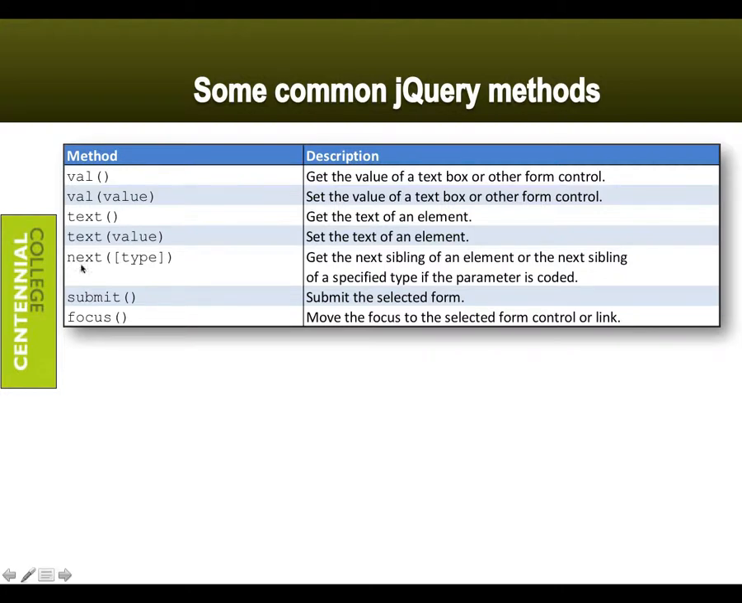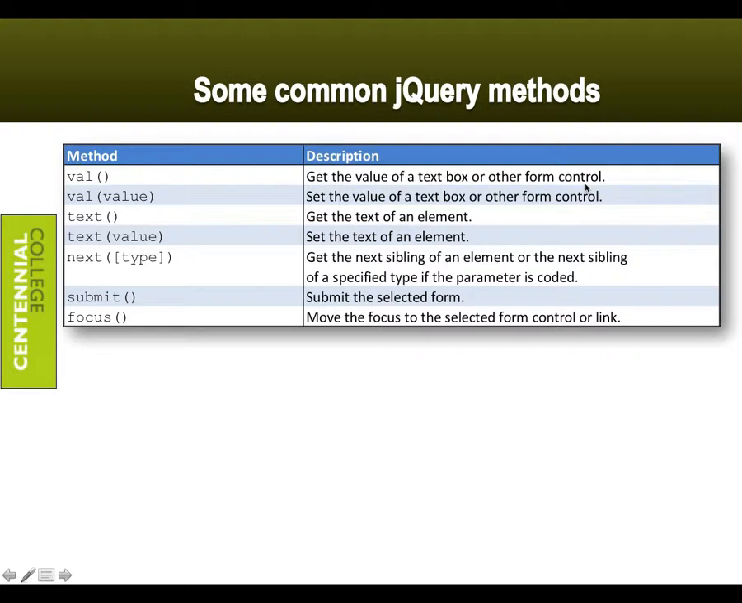So again, we have some common built-in jQuery methods. Like for example, the value, and there are getters and setters that they've included in jQuery for us to get and set the value of different elements. So for example, if I use the val command, this would be a getter to get the value, let's say, of a text box or other form control.